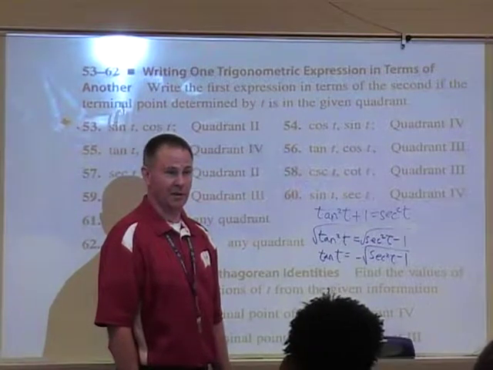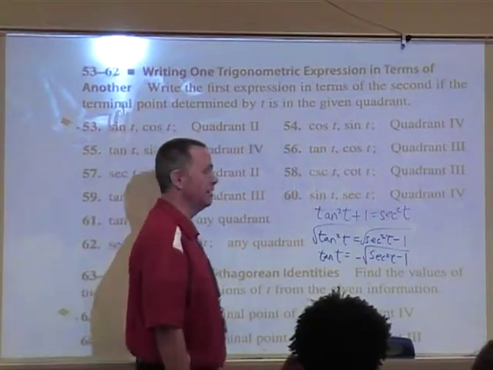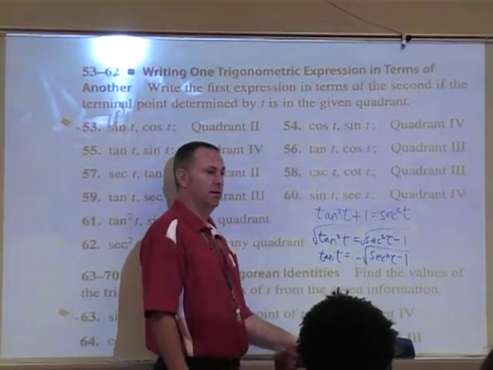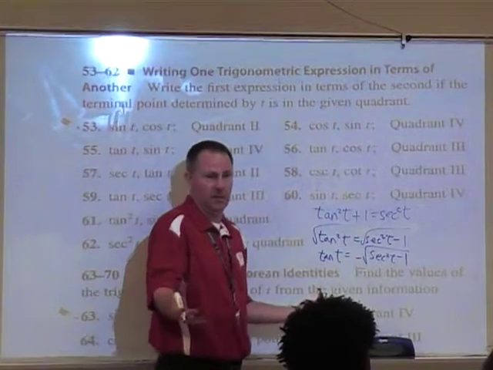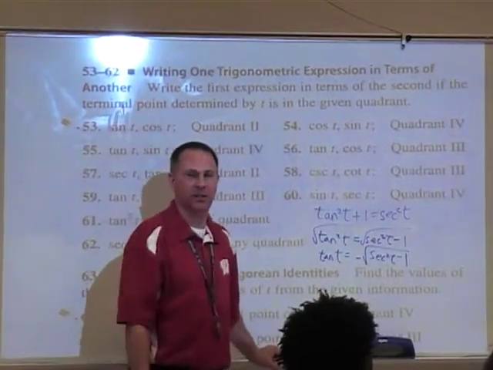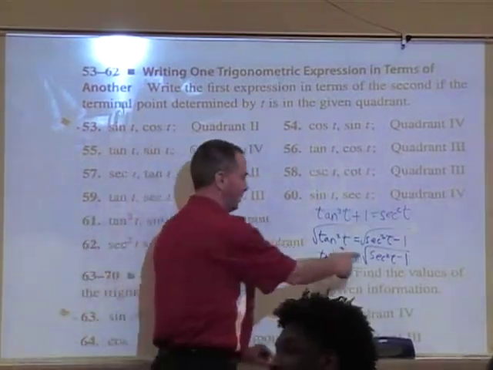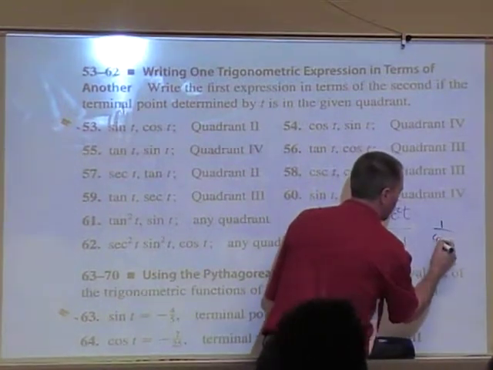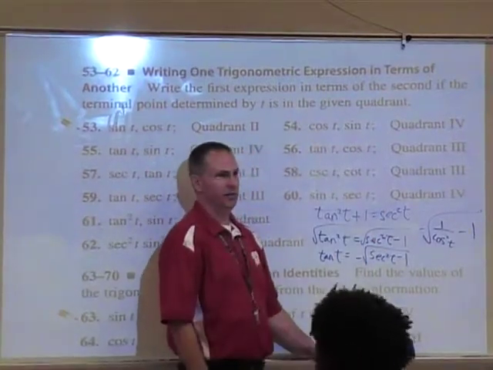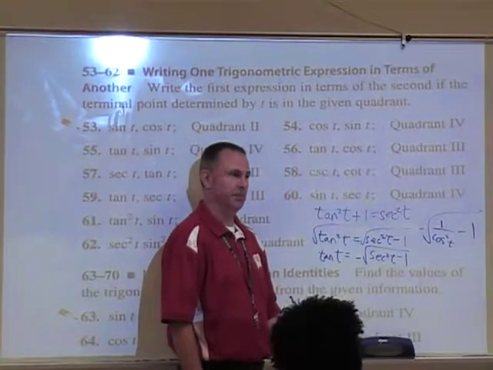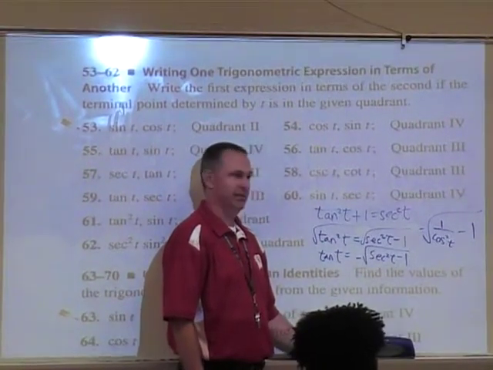But what do we know about secant? 1 over what? What is it? I'm not trying to trick you. I'm wanting everybody to participate here. What does secant go with? Cosine. So this is 1 over cosine squared of t minus 1. And you say, well, wait a second, that's still not the sine. And this gets really ugly, okay?